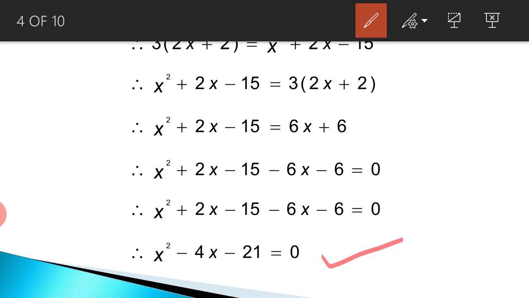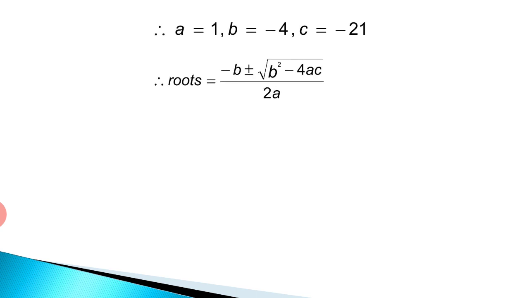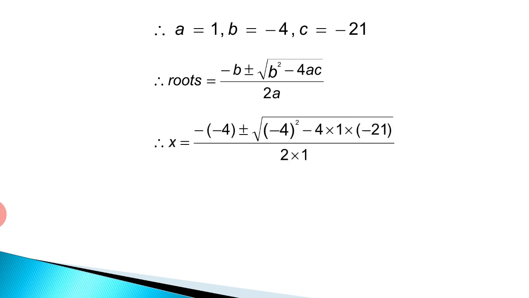This is quadratic equation in standard form. So now what is A here? A is 1, B is minus 4 and C is minus 21. So then using quadratic equation, can we find the roots of this particular equation? So put the values. Now here x is equal to minus of minus 4 plus minus square root of minus 4 whole square minus 4 into 1 into minus 21 upon 2 into 1.